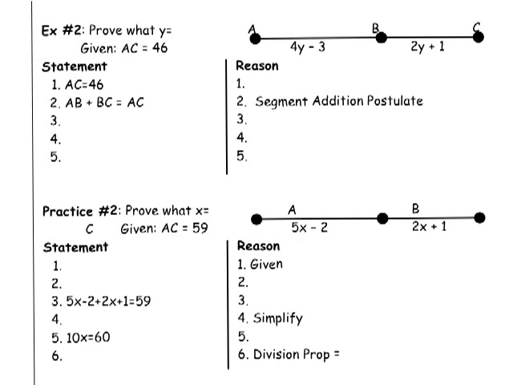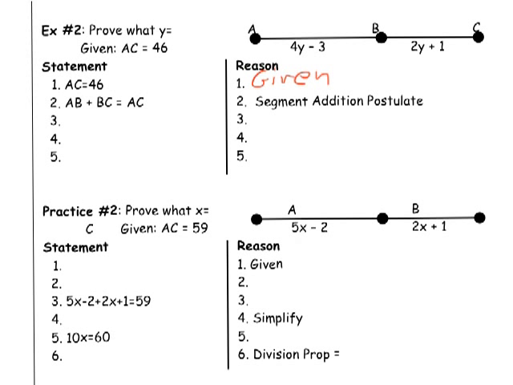Well, let's start off. AC equals 46, that's my first step. How do I know that? Well, it's given. It's just given information. Next up, this is just what the segment addition postulate says, that if you have some segment AB and some other segment BC, that if you add those two segments together, it will equal the whole segment. And that's the segment addition postulate.